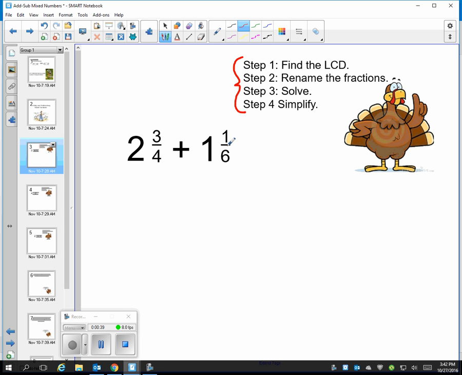So let's take 2 3/4 plus 1 1/6. So let's find a common denominator of 4 and 6. Remember, a common denominator is the same thing as a common multiple. So my least common multiple of 6 and 4 would be 12. You are writing each one of these problems down in your journal as we go along.